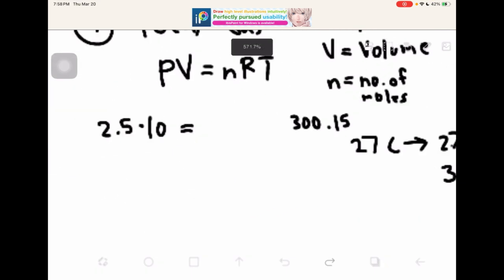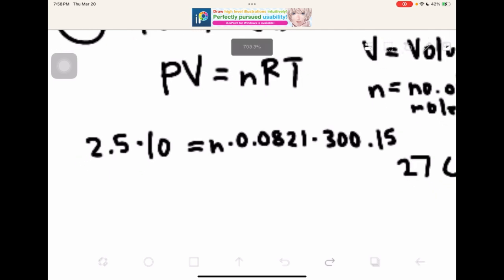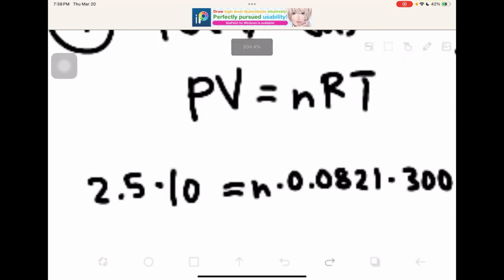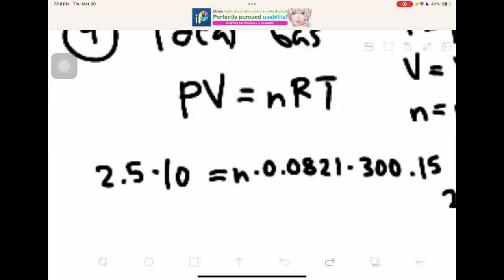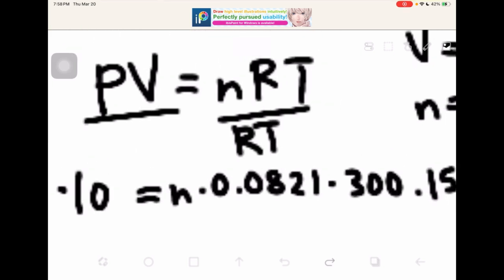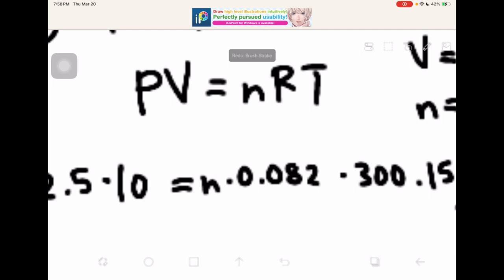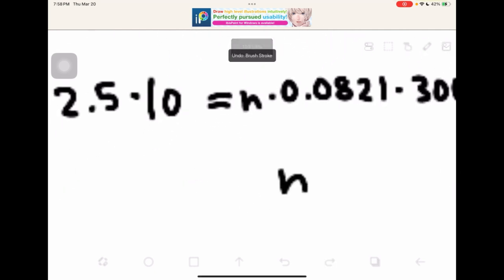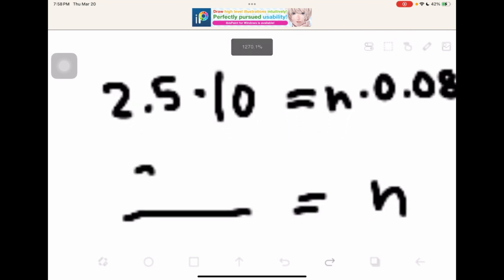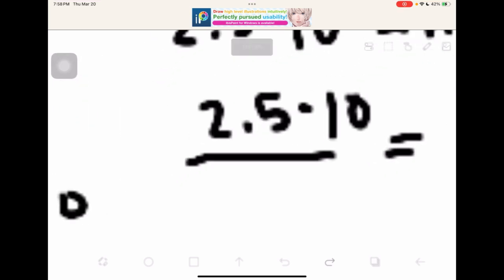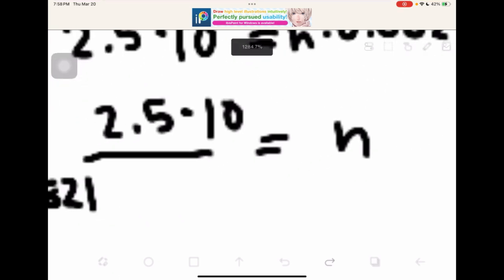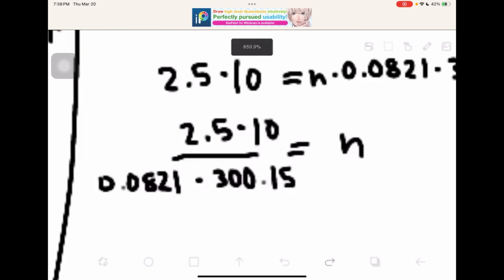So first and foremost, we always know what R is. It's 0.0821. Now, we have PV equals nRT, but we want to find n. So we just divide both sides by RT to cancel this out. So we get the value that n is equal to PV over RT: 2.5 times 10 all over 0.0821 times 300.15. Let's put that in our calculator.